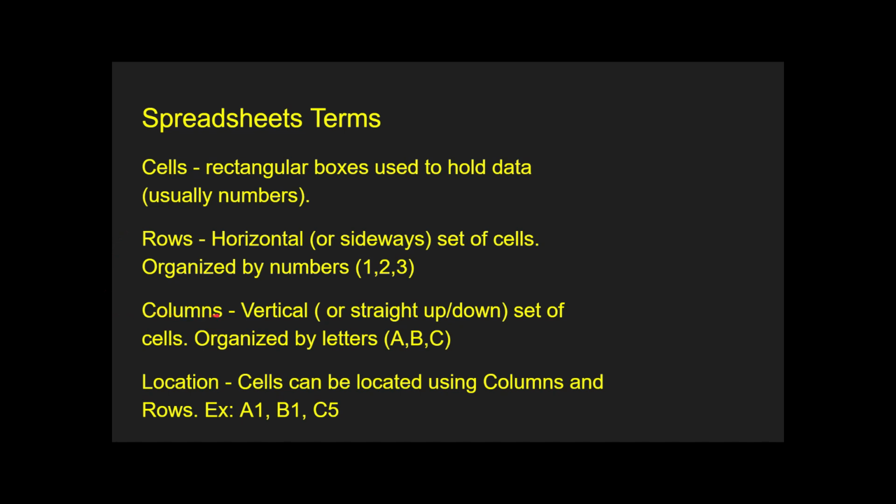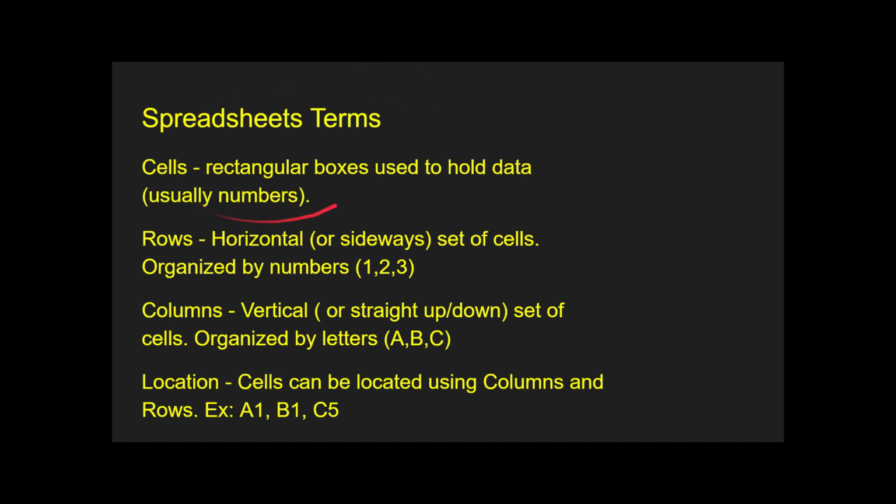Next, we get to columns. If we take our cells and have them stacked up and down vertically, that is called a column. Columns are labeled by letters. So those are going to be A, B, C, and so on.